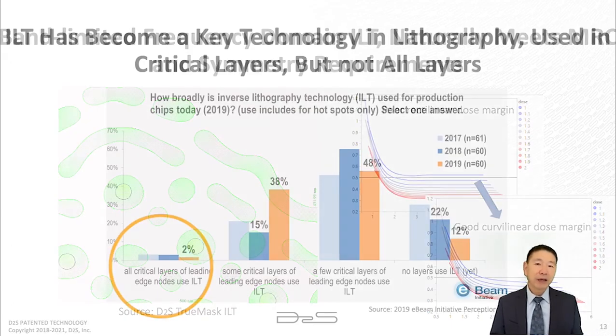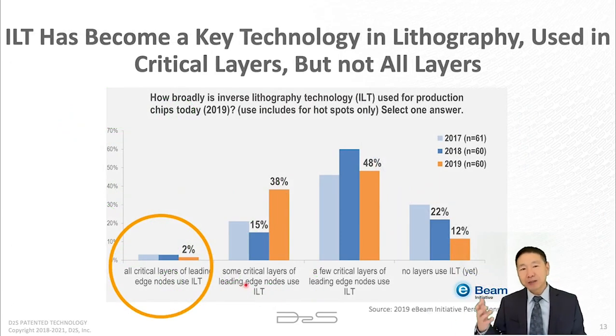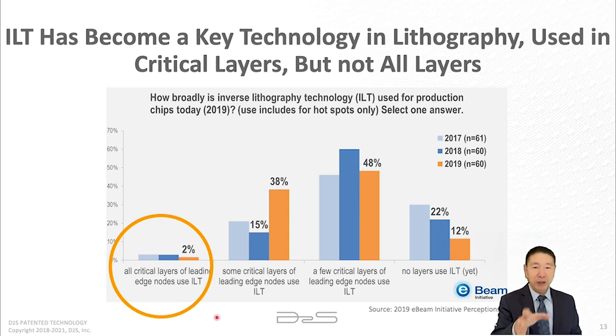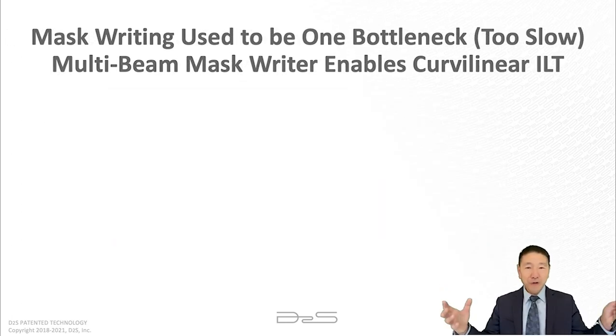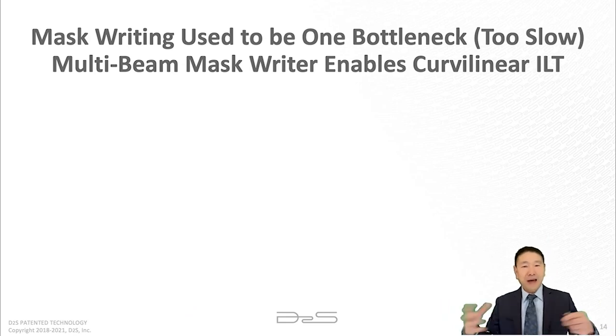So today, ILT has been used by pretty much all leading semiconductor manufacturing companies. They all treat this as one of the core lithography technologies. This is the result from the eBeam Initiative survey. It shows ILT has been used in the critical layers, but not in every critical layer. And most of them use it in hotspots for small areas. So why is that? Why not just use full chip curvilinear ILT everywhere?